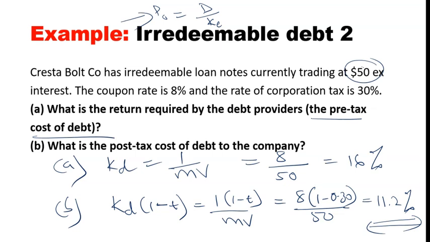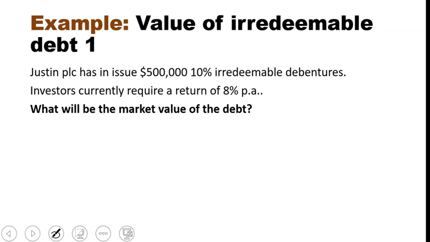Now, when it comes to debt, we also have to think of the market values, and market values can be easily obtained. As you can see, you can just use this formula and make MV subject of the formula, and you get your market value. So let us determine the value of an irredeemable debt. Justin PLC has in issue 500,000 10% irredeemable debentures. Investors currently require a return of 8%. What will be the market value of debt?